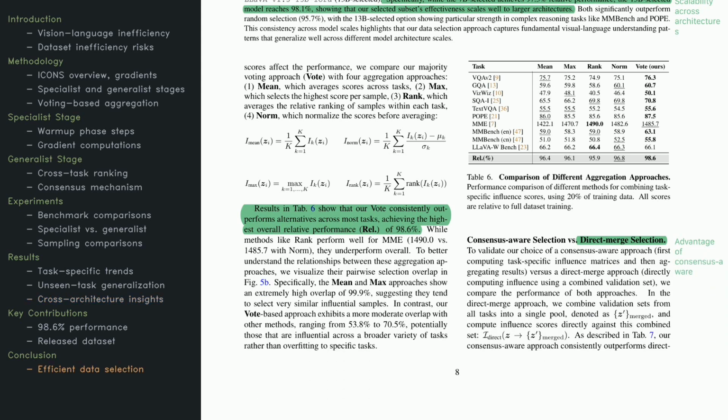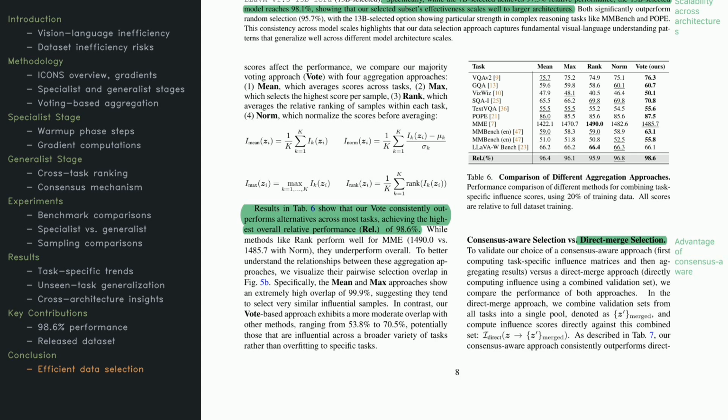This part compares the voting-based consensus method with other ways of aggregating influence scores, like simply taking the average, picking the maximum, ranking samples, and normalizing. The vote approach achieves 98.6% overall performance, which is the best among these.